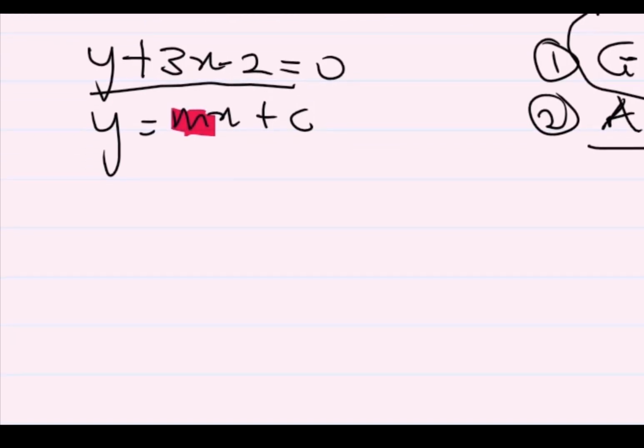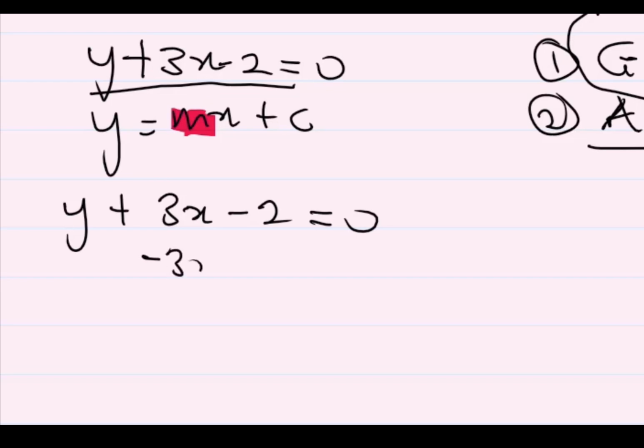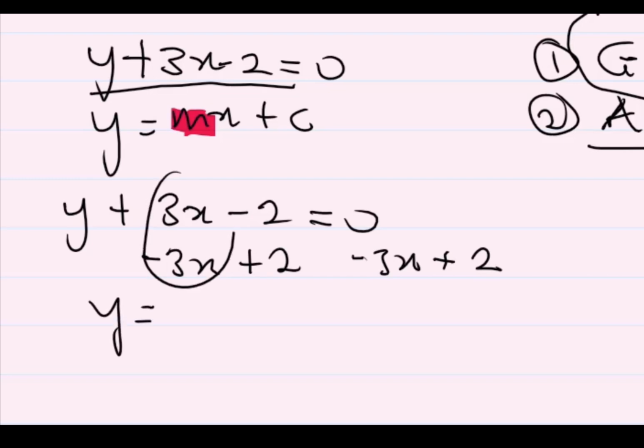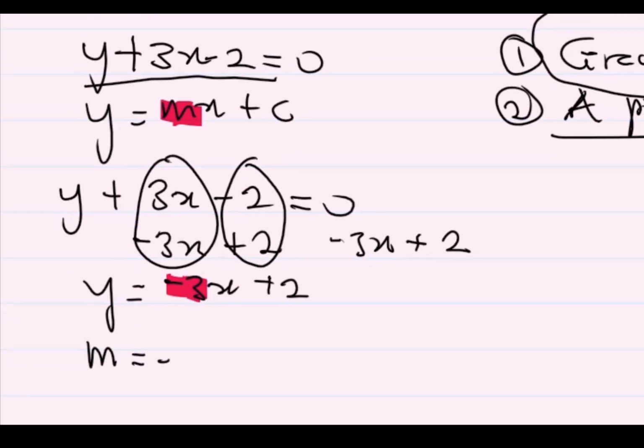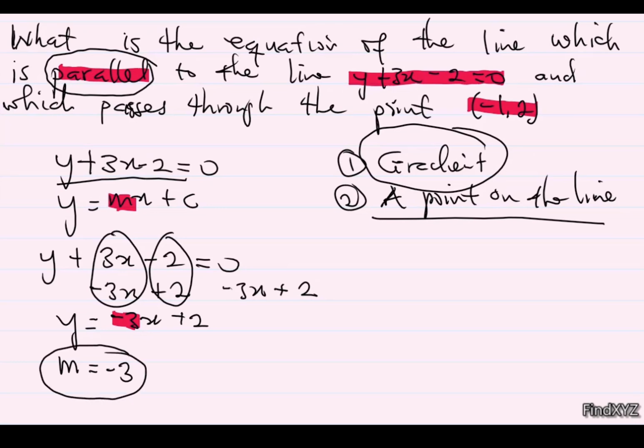So we have y plus 3x minus 2 is equal to 0. So what can we do? We can subtract 3x from both sides of the equation, and we can add 2 to both sides of the equation. We are just applying the inverse. So we have y being equal to, this will give us 0, this will also give us 0. So we have negative 3x plus 2. We are done arranging. So what is the coefficient of x, which is negative 3? So what is the gradient? The gradient, which is m, is equal to negative 3. Now we have been told that these two lines are parallel.